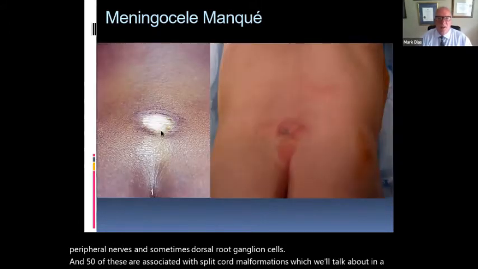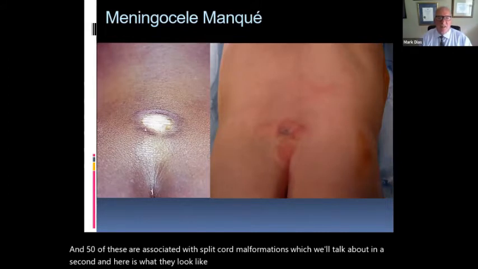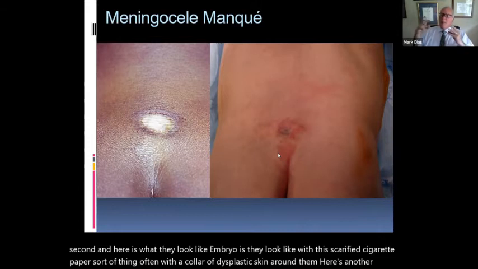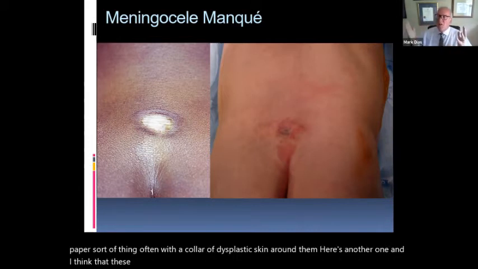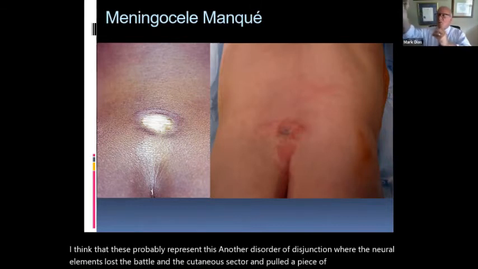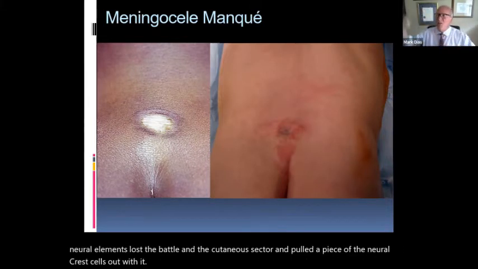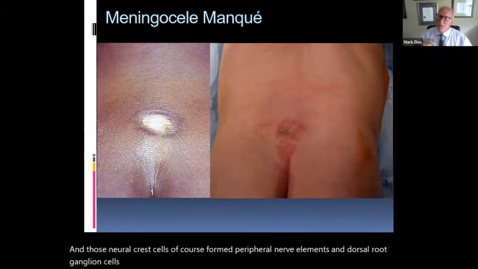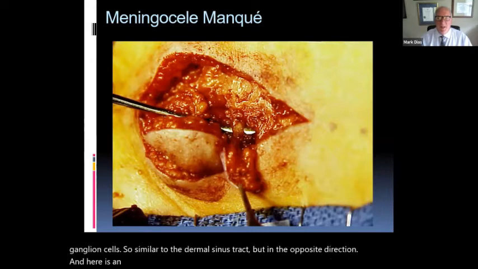And here's what they look like, with this scarified cigarette paper sort of thing, often with a collar of dysplastic skin around them. Here's another one. And I think that these probably represent another disorder of disjunction where the neural elements lost the battle and the cutaneous ectoderm pulled a piece of the neural crest cells out with it. And those neural crest cells, of course, formed peripheral nerve elements and dorsal root ganglion cells. So similar to the dermal sinus tract, but in the opposite direction. And here's an example of a meningocele manqué with that stalk of tissue going up to the skin.